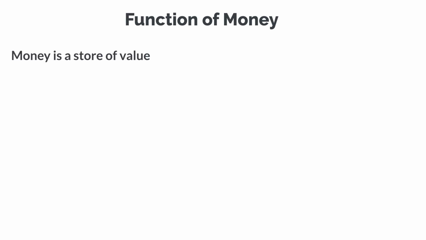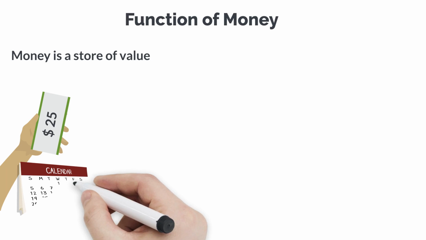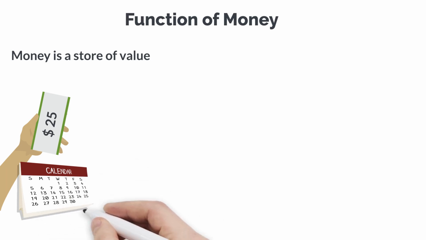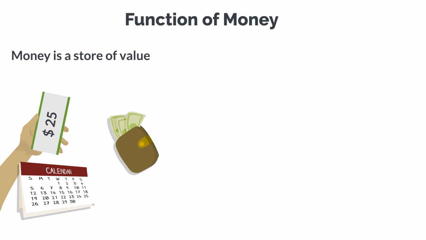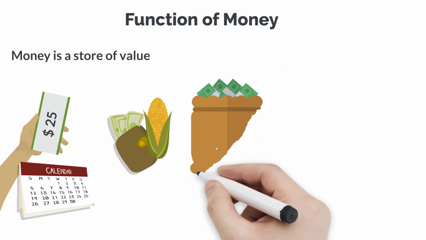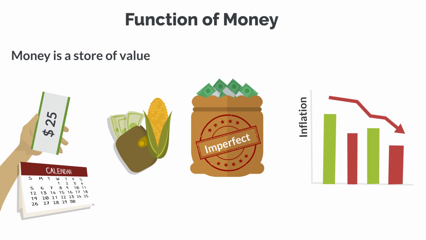If I work today and earn $25, I can hold on to the money before I spend it because it will hold its value until tomorrow, next week, or even next year. In fact, holding money is a more effective way of storing value than holding other items of value such as corn, which might rot. Although it is an efficient store of value, money is not a perfect store of value. Inflation slowly erodes the purchasing power of money over time.